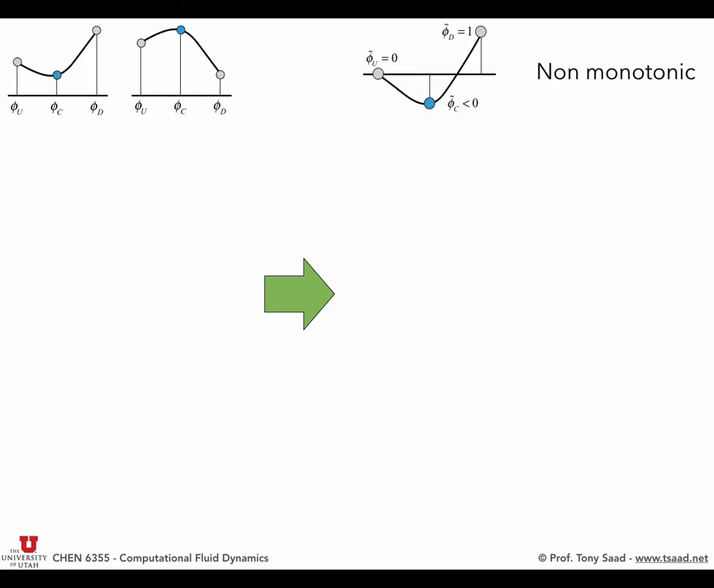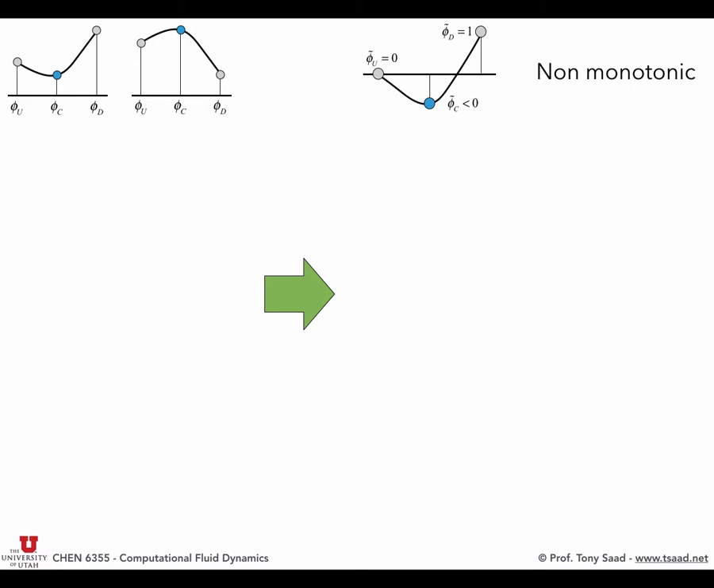So the first case, let's say you have this situation. You have obviously a non-monotonic function here, where phi U is greater than phi C, but phi C is less than phi D, and also phi U is less than phi D. Or phi C is greater than phi U and phi D, and phi U is greater than phi D. Then when you do the transformation, both of these cases are going to look like this.